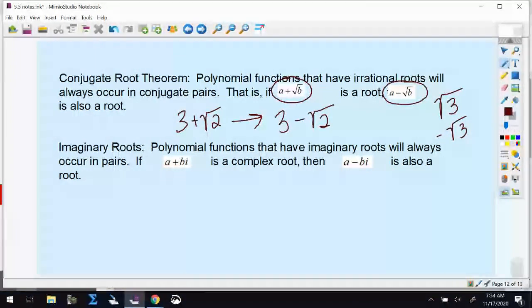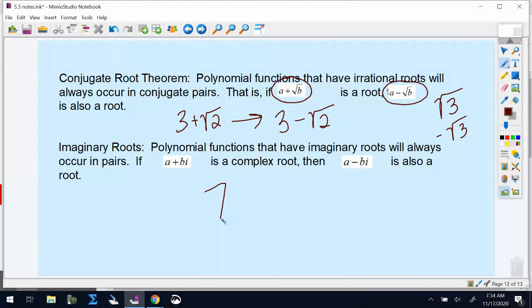The same can be said for imaginary roots. So imaginary roots are the ones that have i's in them. So the idea is you will always get those in pairs. You'll never have one imaginary answer. It will always be an even number. You'll have 2 imaginary answers or 4 or none. And the reason is because they come in pairs, one with a positive sign and one with a negative sign.